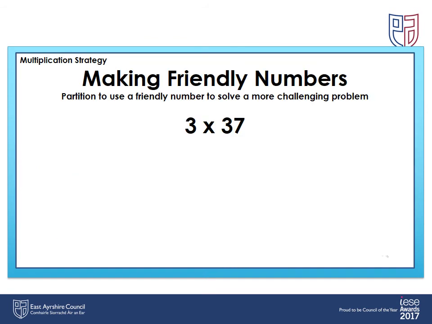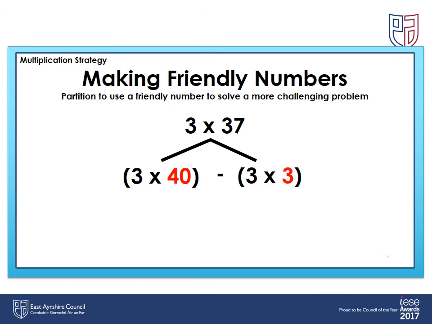Creating a friendly number can help with multiplications like this. As 37 is close to 40, 3 times 40 may be a better approach. But as 3 times 40 is too much, we need to subtract 3 lots of 3.